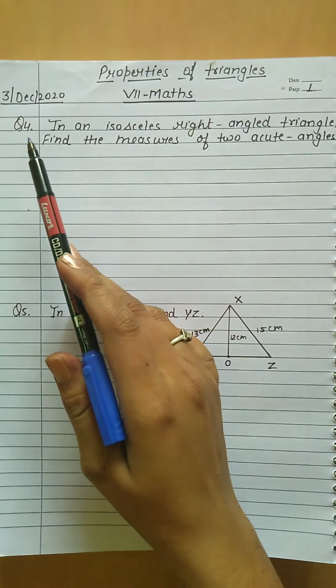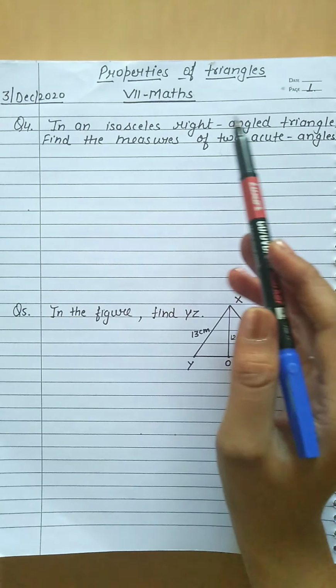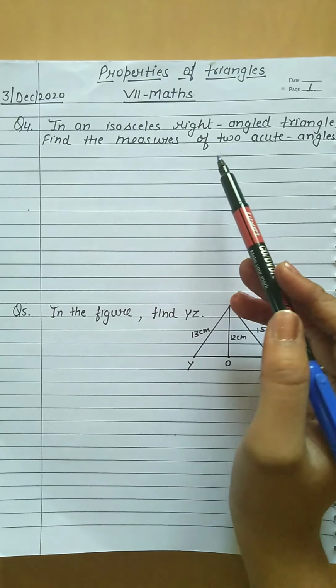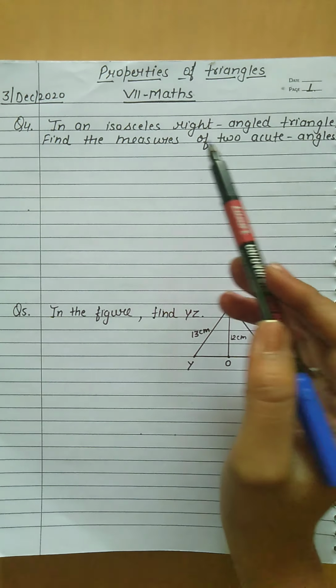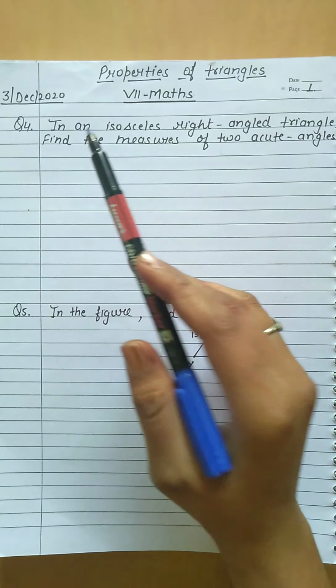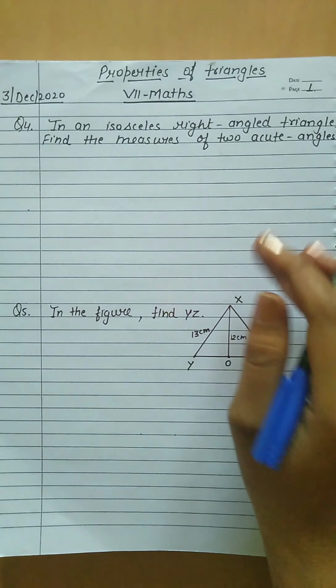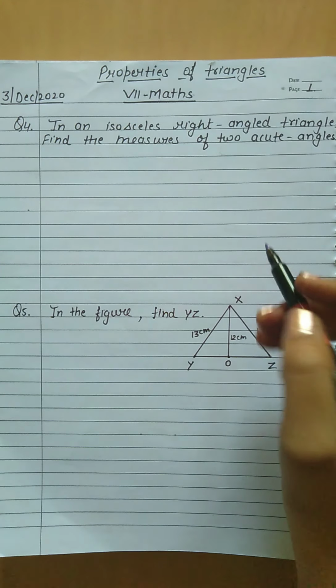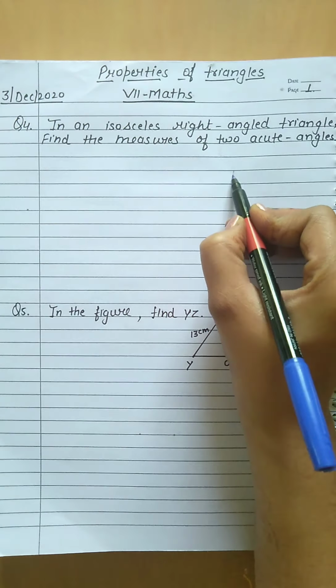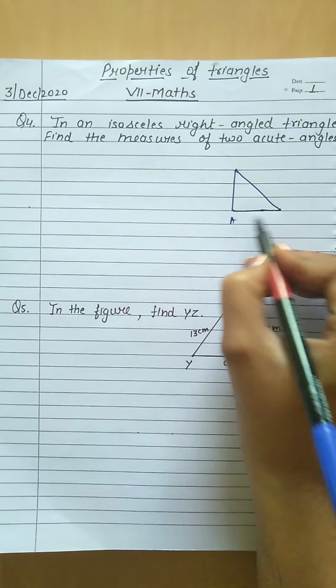So question number 4 is here. In an isosceles right angle triangle, find the measure of two acute angles. Okay students, that means in an isosceles right angle triangle, you have to measure its two acute angles. Is that clear? So students, first of all, it is an isosceles right angle triangle.